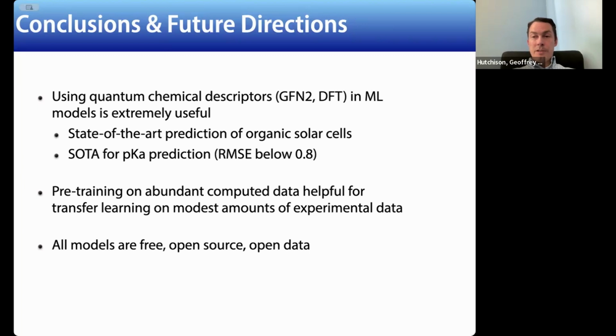We like to use quantum chemical descriptors, often from GFN2, because it's a nice balance between speed and accuracy, versus many other times with DFT in machine learning models. This has given us two models. One is state-of-the-art prediction of organic solar cell performance, and then we've also achieved state-of-the-art for pKa prediction. And I went through the model for pKa prediction because I think it shows that doing pre-training on computed data is really helpful to allow you to work when you have modest amounts of experimental data.